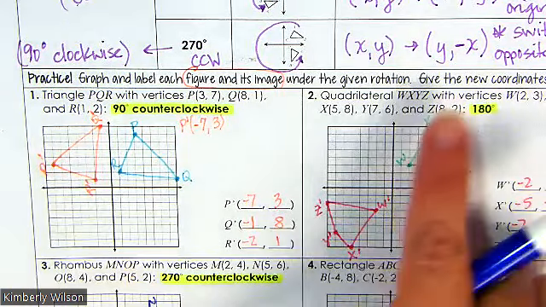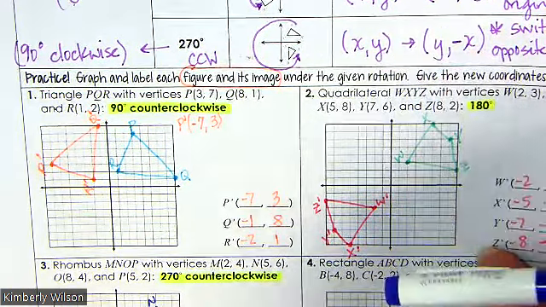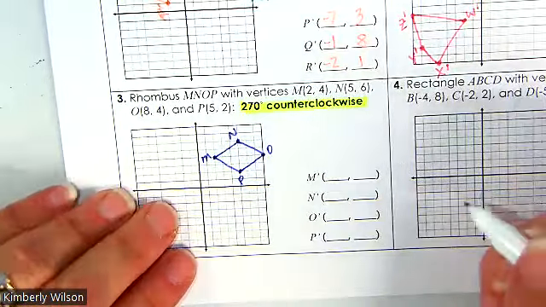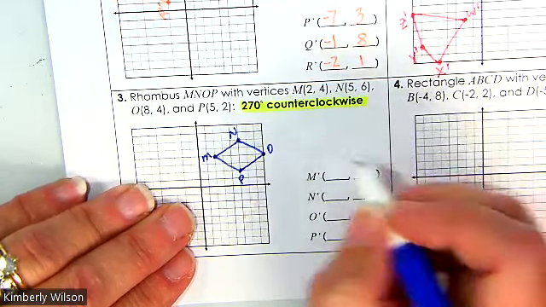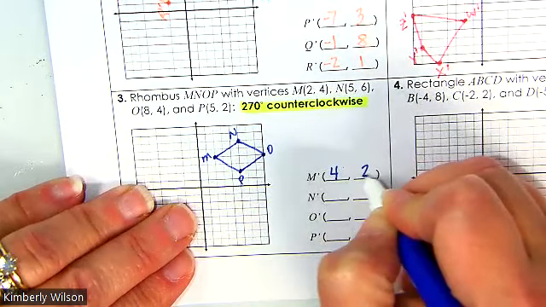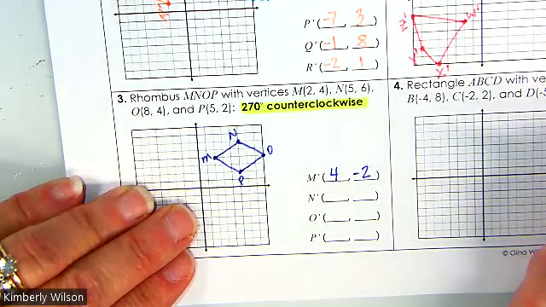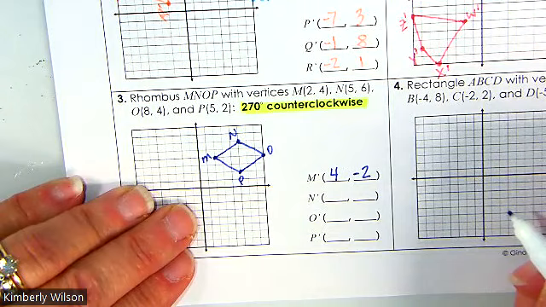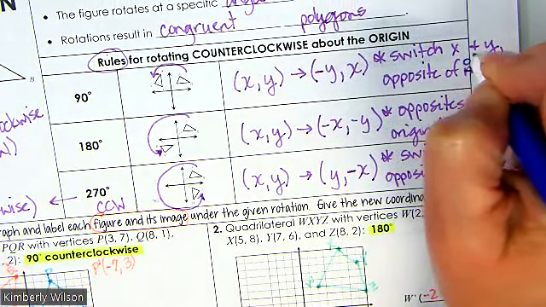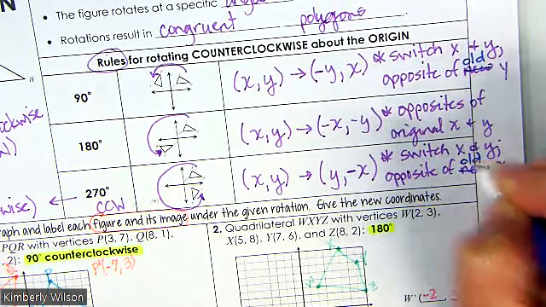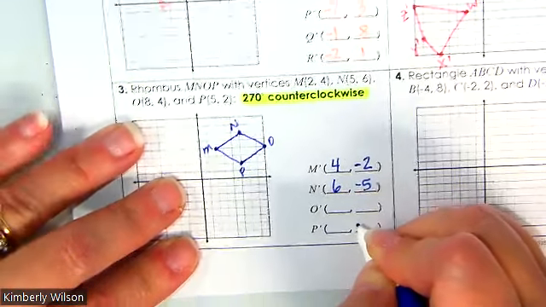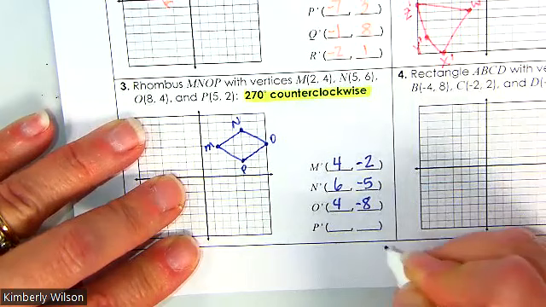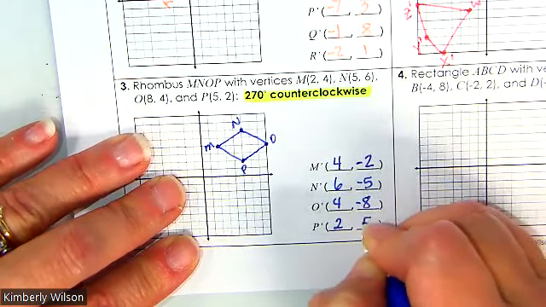According to our algebraic rule, we switch the x and y, and then the x is the opposite sign. So when we're looking at this, M is going to become 4, 2, but this is a negative. It's actually not the new y, it's the old y, opposite of the old x. It's not the new. Okay, so N is 6, -5. O, it's 4, 8, and then the 8 is negative. P, it's flipped to 5, but that's a -5.